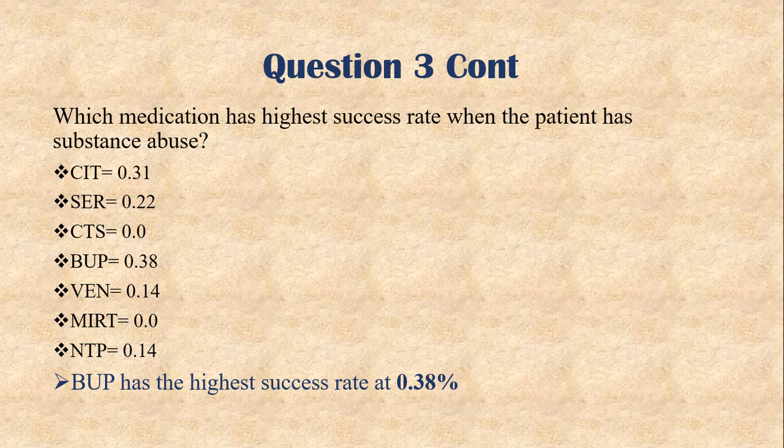And question number three is asking which medication has the highest success rate when the patient has substance abuse. And BUP has the highest success rate at 38%. CIT is the second one with a rate of success of 31%.